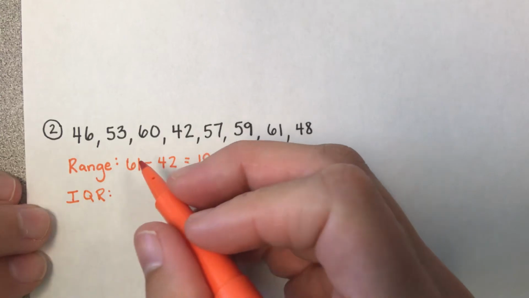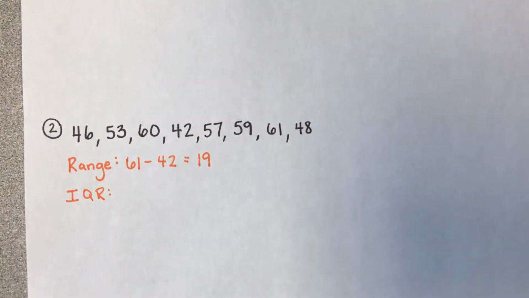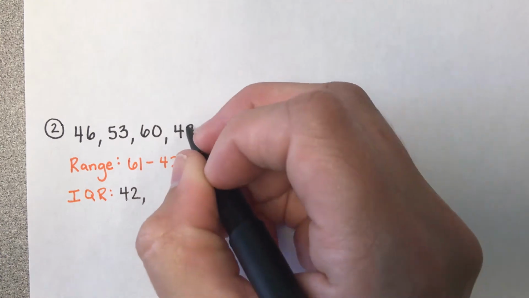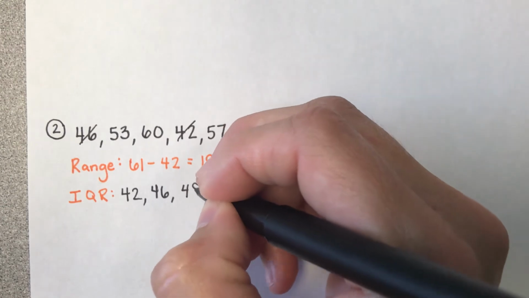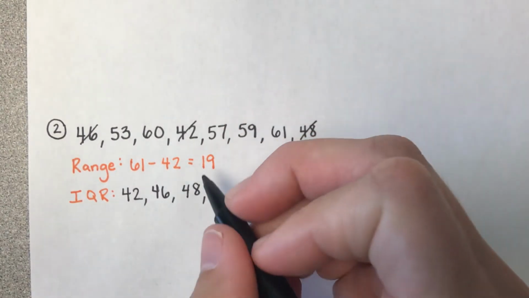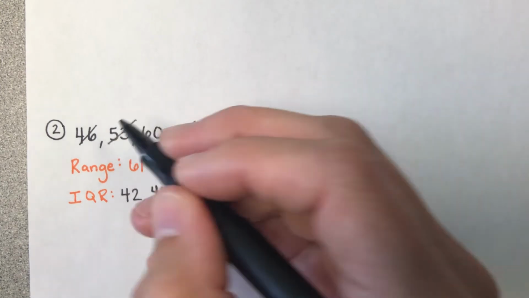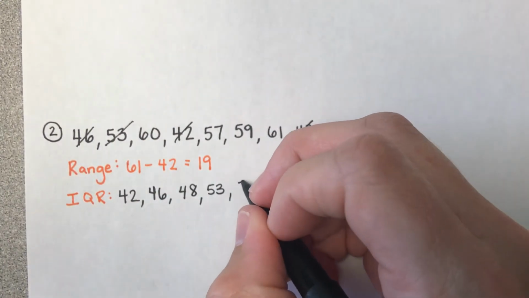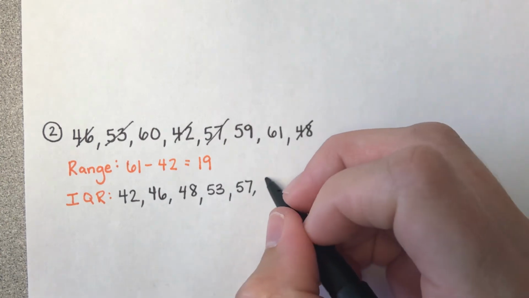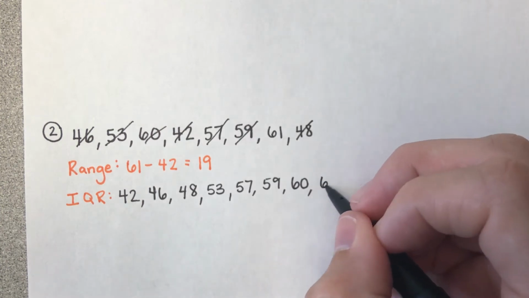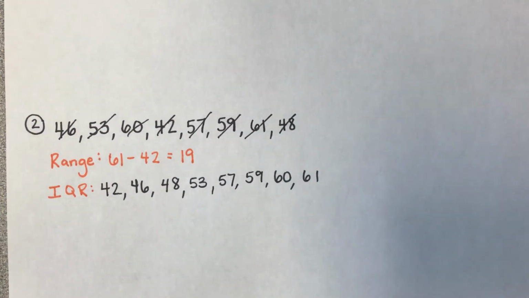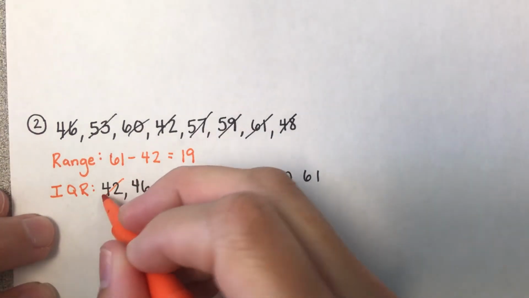Okay, so remember the first thing we need to do is put them in order from least to greatest. So we've got 42, 46, 48, 53, 57, 59, 60, and 61. Okay, so I've got all my numbers. All right, so remember that first step was finding that median. So finding that number that's going to be in the middle of your list of numbers. Okay, so cross them off.